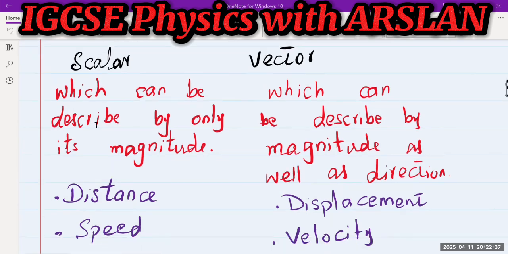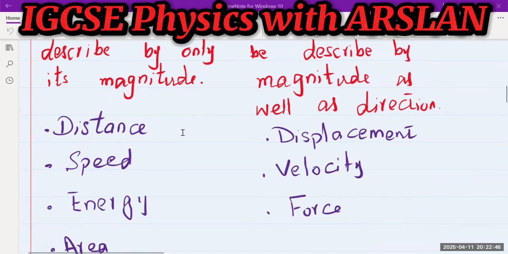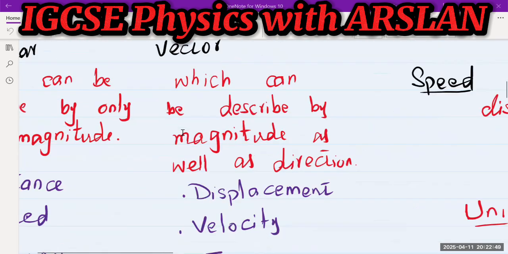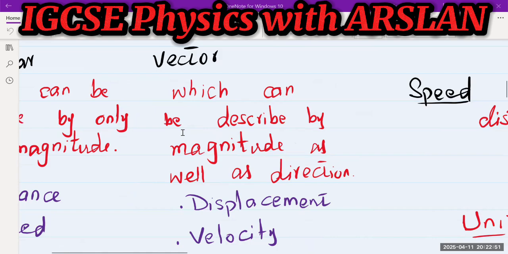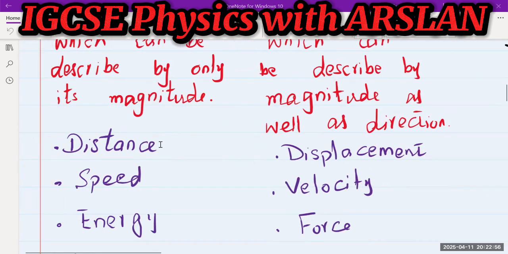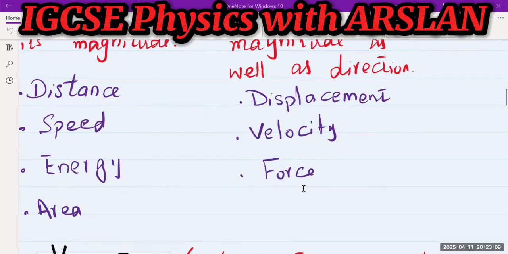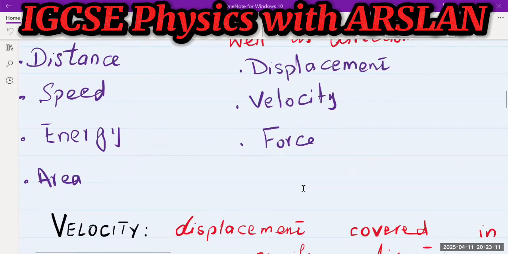So scalar quantities are those quantities which can be described by only their magnitude, just like distance, speed, energy, area, volume. All are examples of scalar quantities. And vector quantities can be described by their magnitude as well as direction. For example, the length between 2 points is called distance, but the distance in a specific direction is called displacement. So anything which needs direction for explanation is a vector quantity. Just like velocity, force is also a vector quantity.